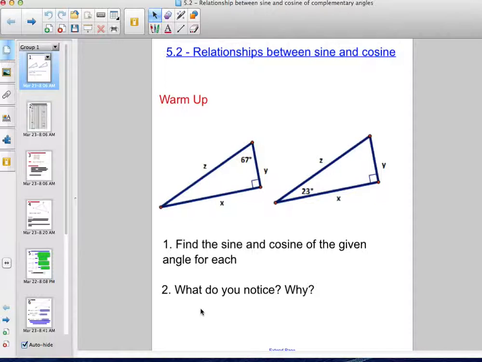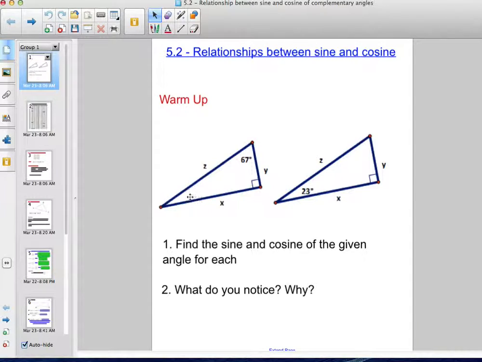You should have probably said something along the lines of, well, sine of 67 is exactly the same thing as cosine of 23. It was x over z. And similarly, cosine of 67 is the same thing as sine of 23, which is y over z. Now you notice that 67 and 23 add to not one, but they add to 90 degrees. So there's definitely a relationship. I actually could have given you the 23 degrees in the same triangle, and just said, what do you notice about that?